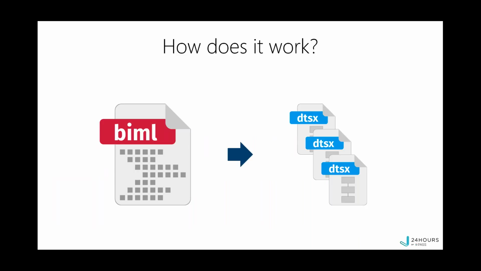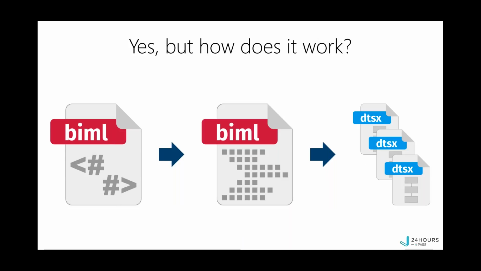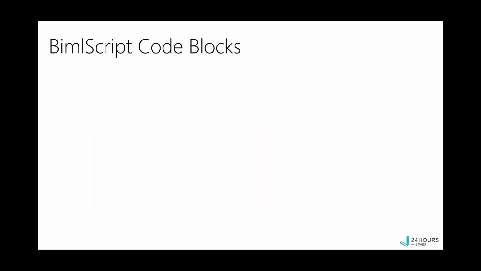And so far, what we've seen is with the Biml file, we generate the SSIS packages. Once we start adding on Biml script to our code, we actually have a second layer on top of that. So the first one on the left is our Biml file with some Biml script code nuggets. The first step is that all of those little code nuggets are being parsed and compiled into flat Biml, which you can see in the middle. And then that flat Biml is being used to generate the SSIS packages.